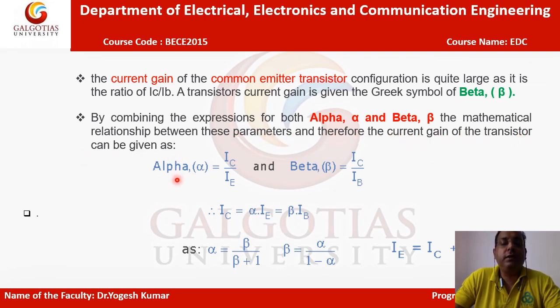We know that alpha is IC upon IE, and beta is IC upon IB, as we know. So IC is nothing but beta times IB, or we can say IC is alpha times IE. So from this we can write alpha is equal to beta upon beta plus 1, or beta is equal to alpha upon 1 minus alpha, because IE must be equal to IC plus IB. So this is the relationship between alpha and beta, and alpha and beta are nothing but the current gains for the common emitter and the common base configurations.